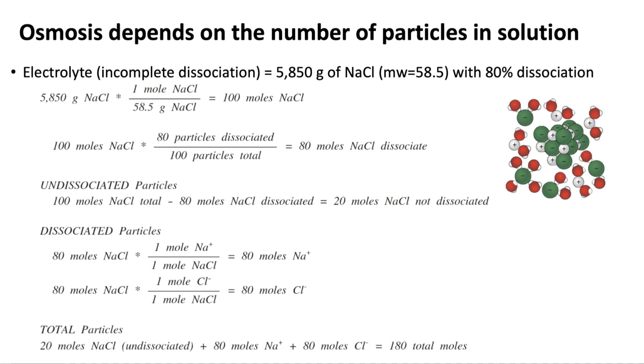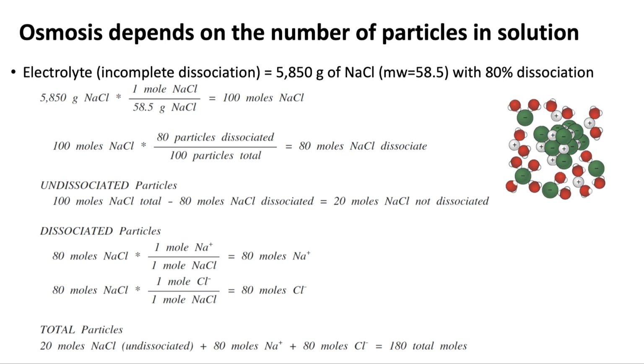So we need to start with the fact that we had 20 molecules of sodium chloride that didn't dissociate. Those particles are still floating around. They didn't dissociate, but they're still there. So the 20 moles of undissociated sodium chloride plus the 80 moles of sodium that did dissociate plus the 80 moles of chloride that did dissociate: 20 plus 80 plus 80 equals 180 total molecules. So in this situation, we have 180 total molecules.